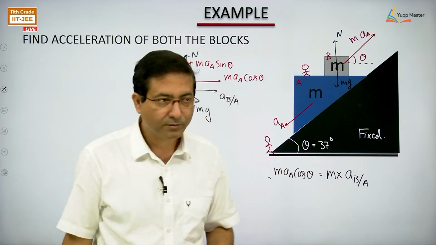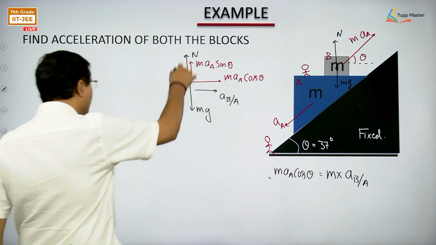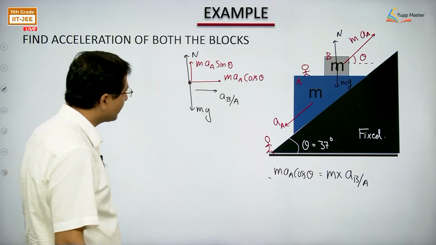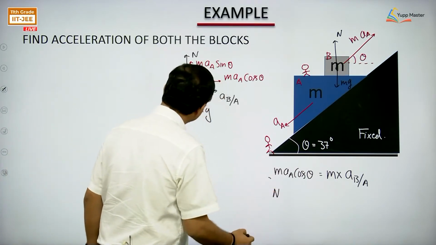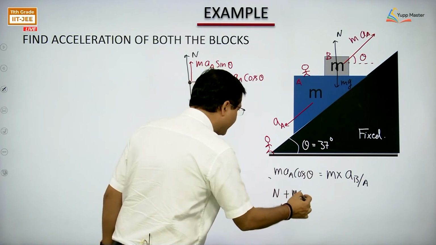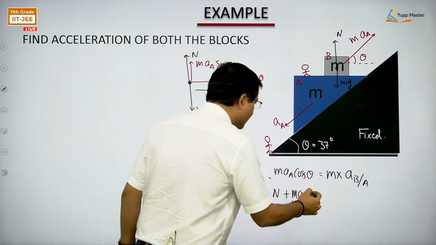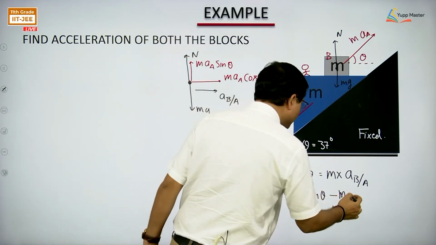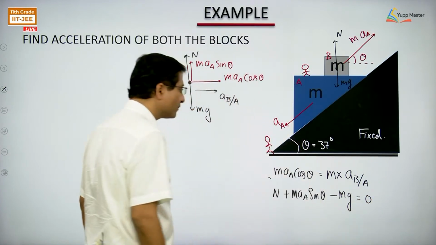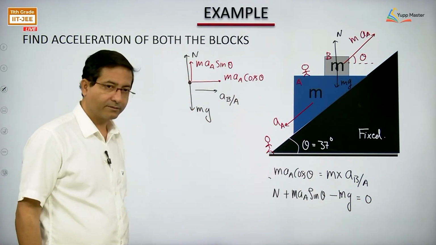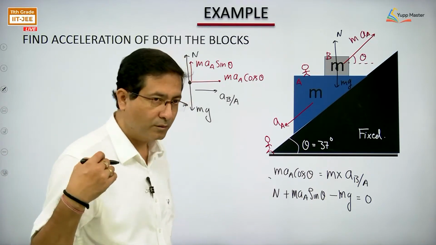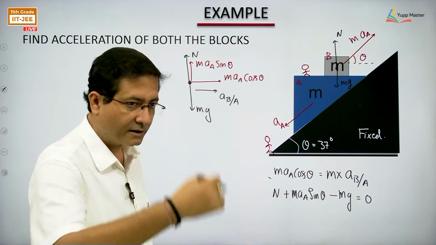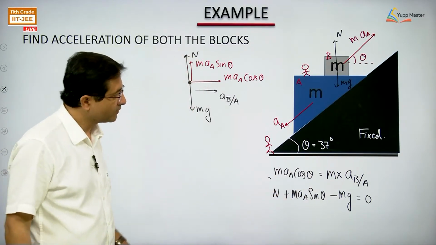For this one I wrote Newton's second law. Now Newton's first law, if you look at y direction, he is not observing any motion. So if he is not observing any motion, I can write N plus MAA sin theta minus mg is equal to 0. Newton's first law. Now block B over. Okay, so in x direction Newton's second law, in y direction Newton's first law, right?